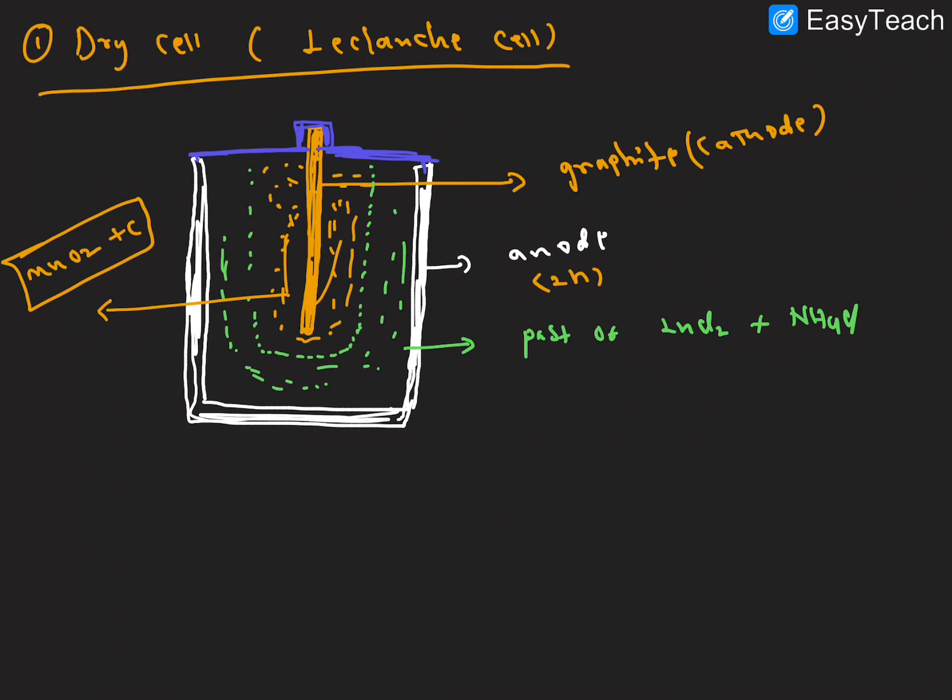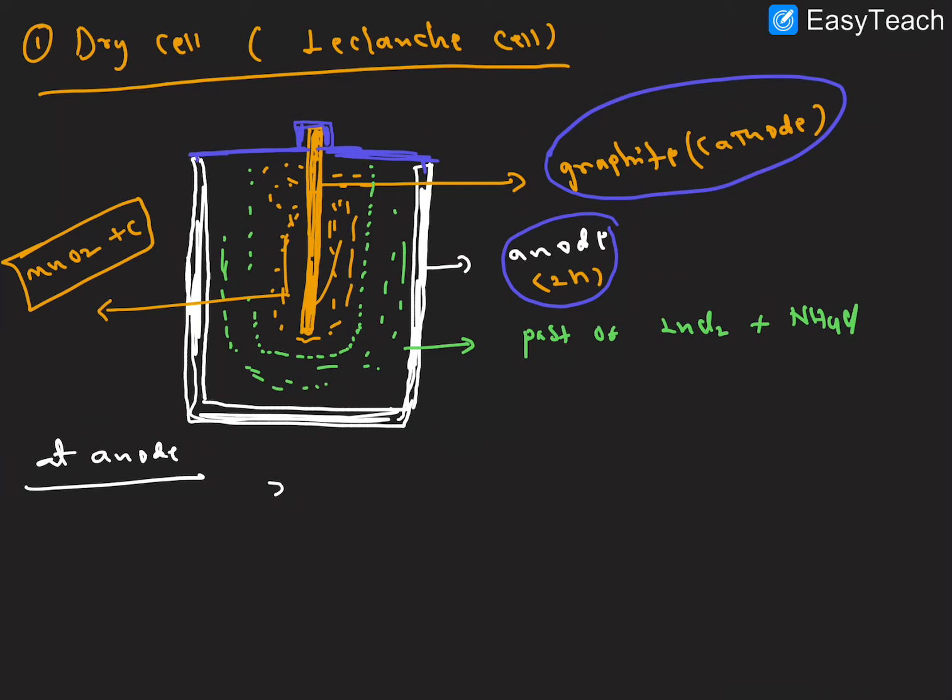Let me explain what the reaction is at the anode and what the reaction is at the cathode. The first one is the anode. At the anode, zinc is converted into Zn2+ plus 2 electrons. Here oxidation takes place.